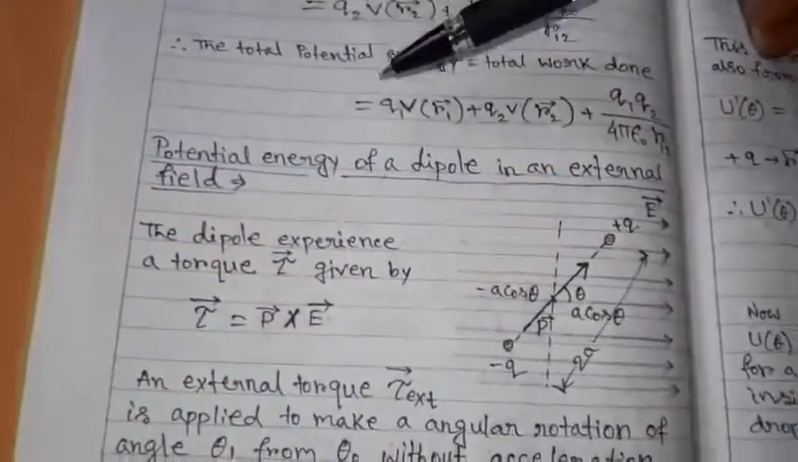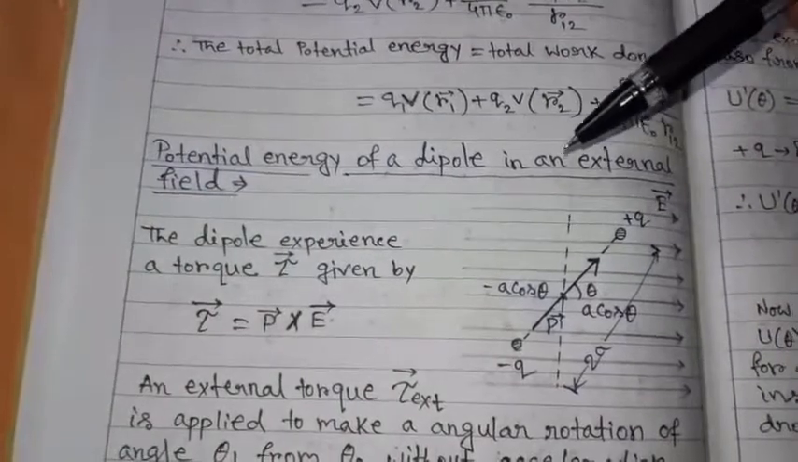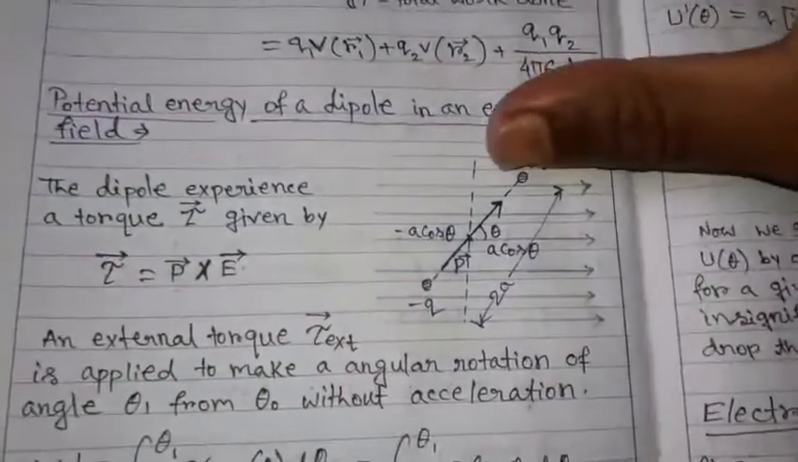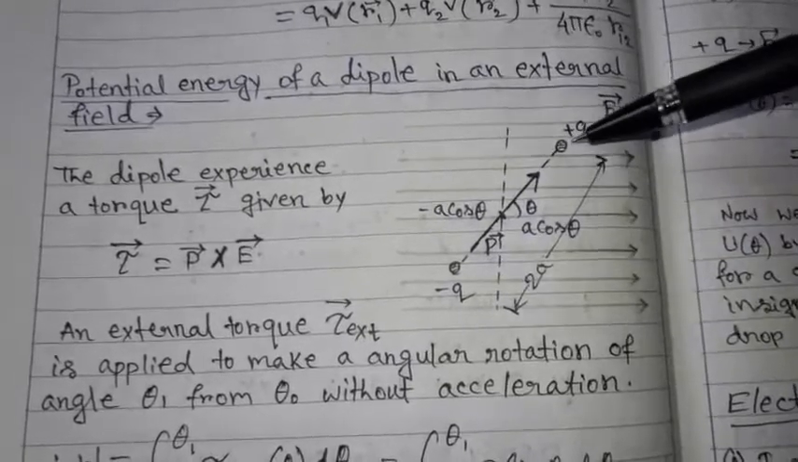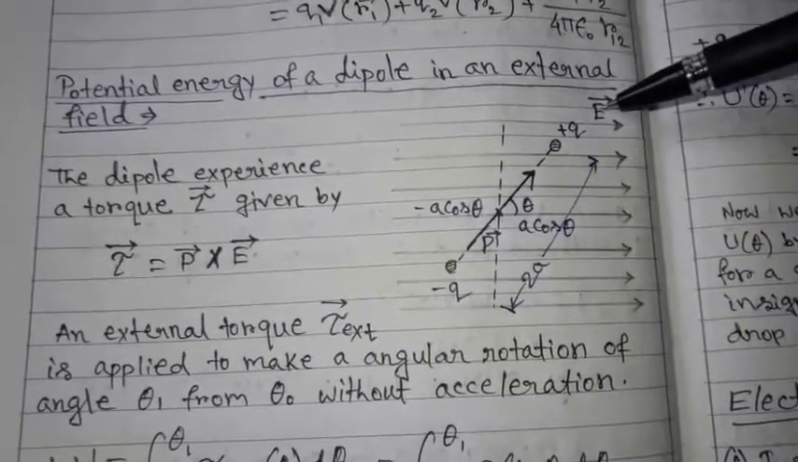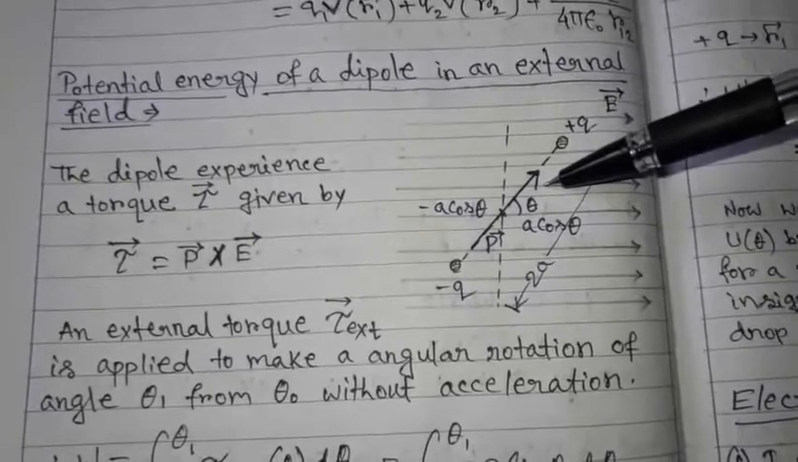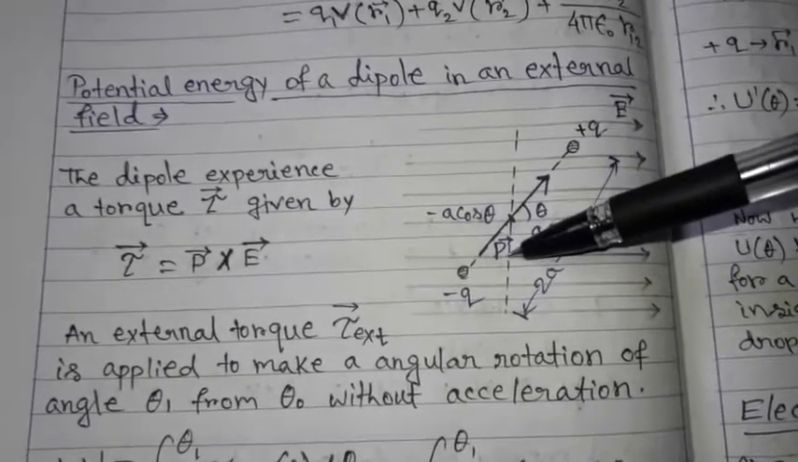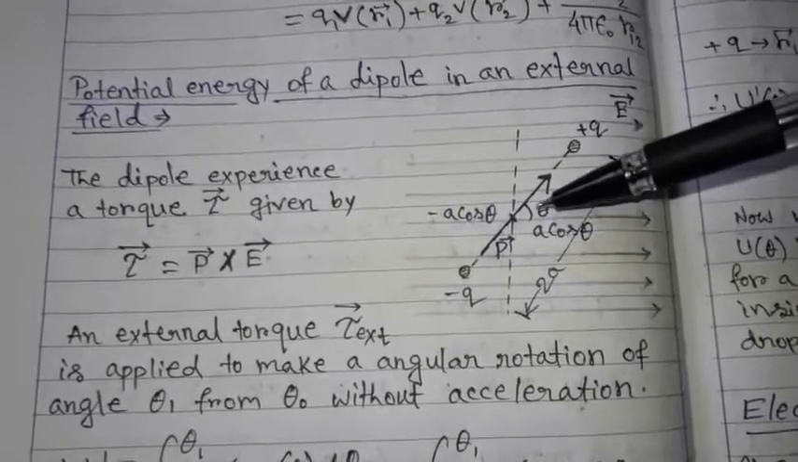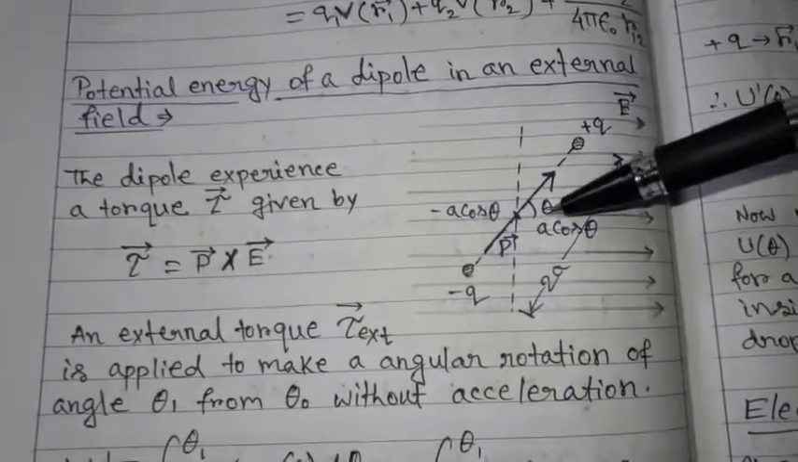Now, potential energy of a dipole in an external field. Here in the diagram we see an electric dipole, minus q and plus q, in the presence of the electric field E. The charges are separated by a distance 2a. The dipole moment vector p makes an angle theta with the electric field E.